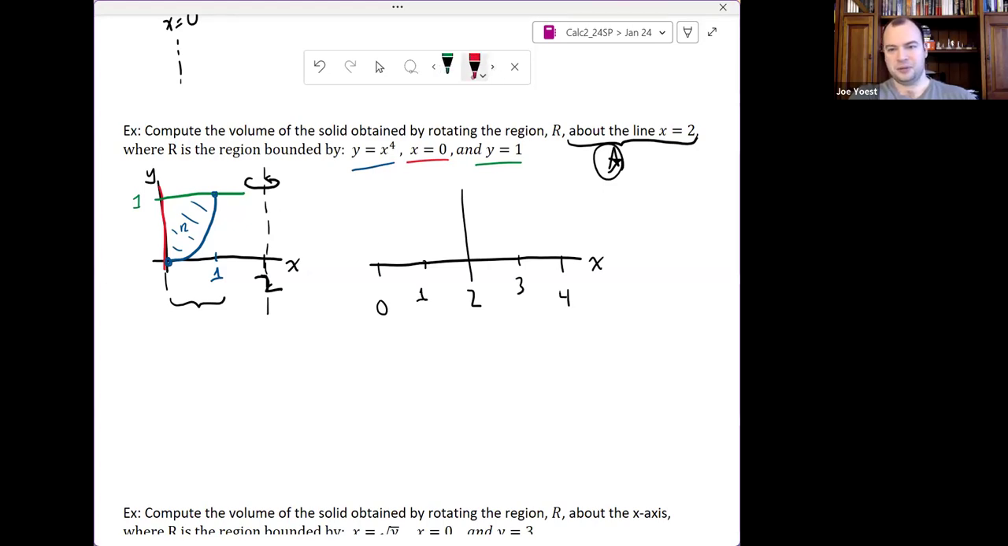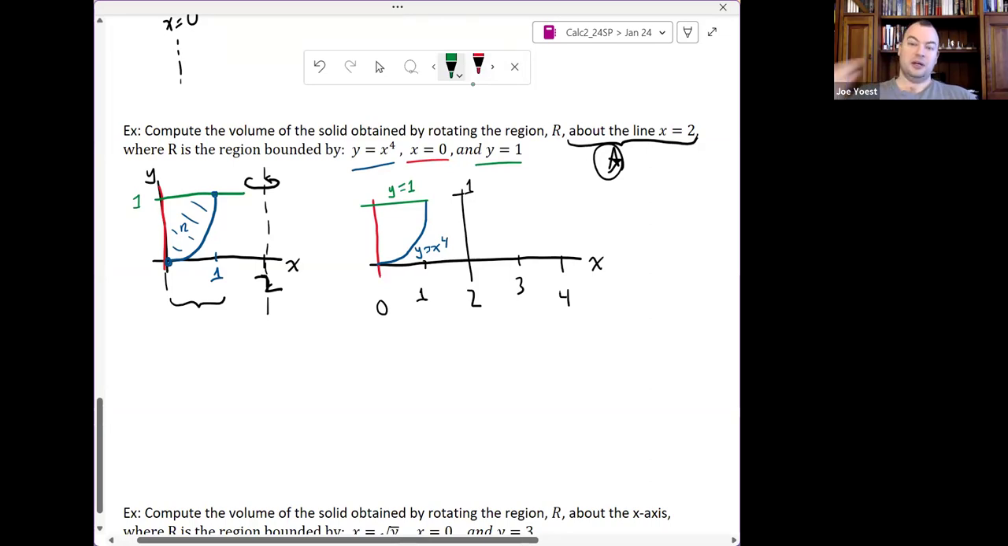And again, I'll try to stick with consistent colors. So at x equals 0, I have my vertical boundary. At height y equals 1, I have my horizontal boundary. And I have this curve going from 0, 0 to 1, 1. So my blue curve, y equals x to the fourth. My green line, y equals 1.